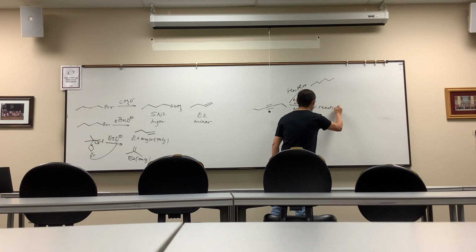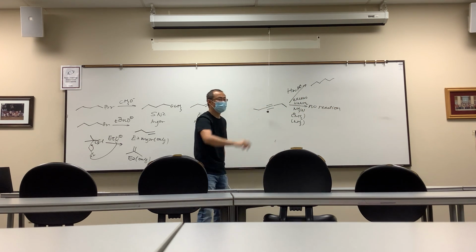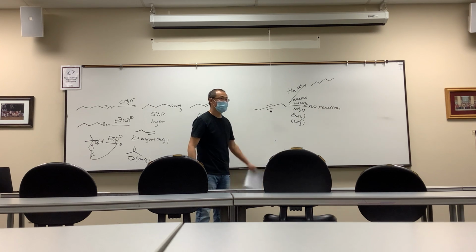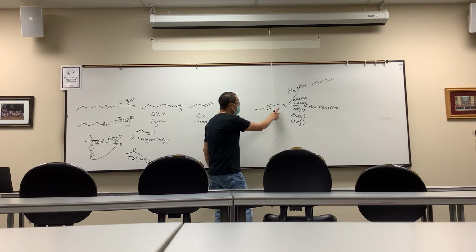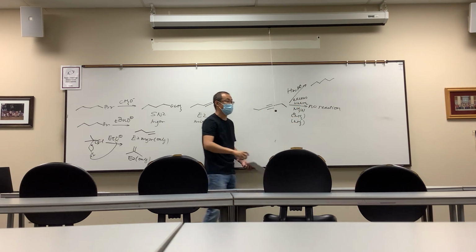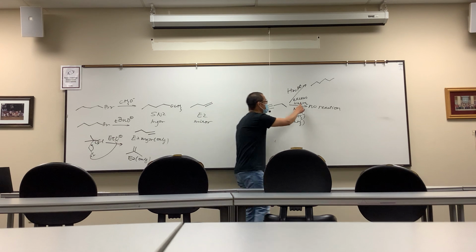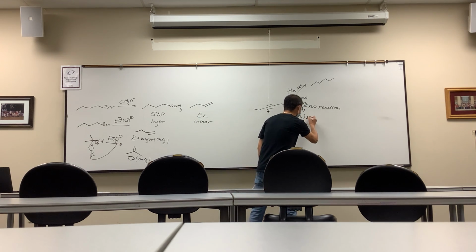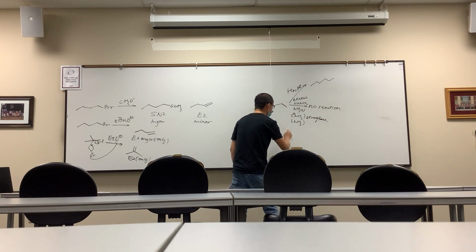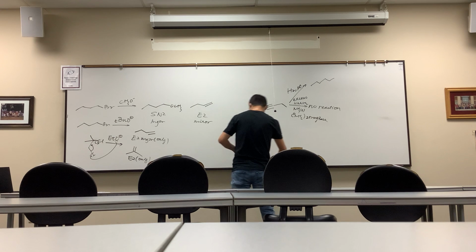Because this is not even a terminal alkyne. This is internal. Internal has no acidic proton. There are only sp3 hydrogens, and this is not strong enough to remove sp3 hydrogens. You cannot. Again, this is solely a strong base, of course. Nothing else. Okay. Good.